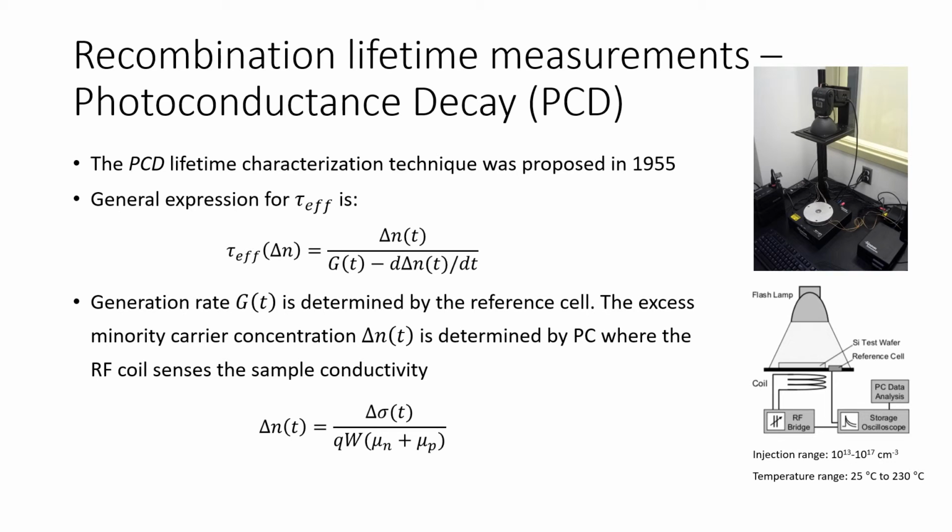See this test apparatus. Down here is our sample, the silicon test wafer reference cell. You flash light onto it, and then this coil basically helps to measure the amount of generated carriers. So from this equation down below, we can find the effective lifetime as a ratio of the generated carriers over the generation rate minus the change in generated carriers over time.